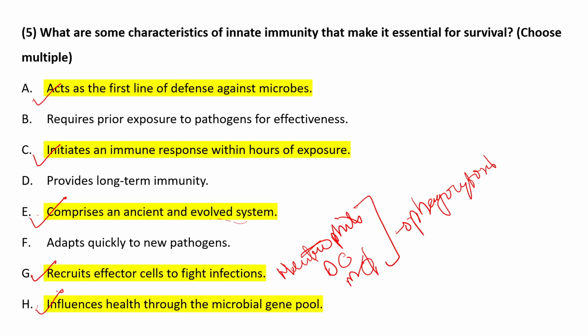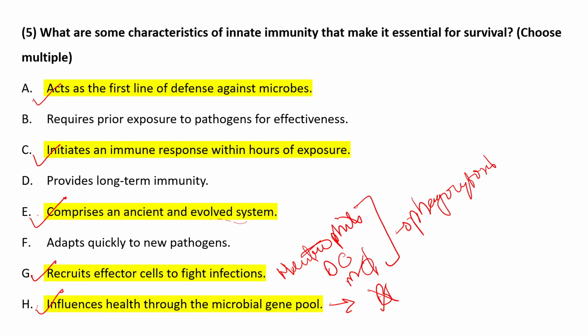And the next one is influences health through the microbial gene pool. The microbiome and the innate immunity both interact to maintain our health. Like the gut microbiota and the innate immune system both interact well. The beneficial or good microbes will help our immune system and protect us from the harmful pathogens. So these are the properties of the innate immune system.